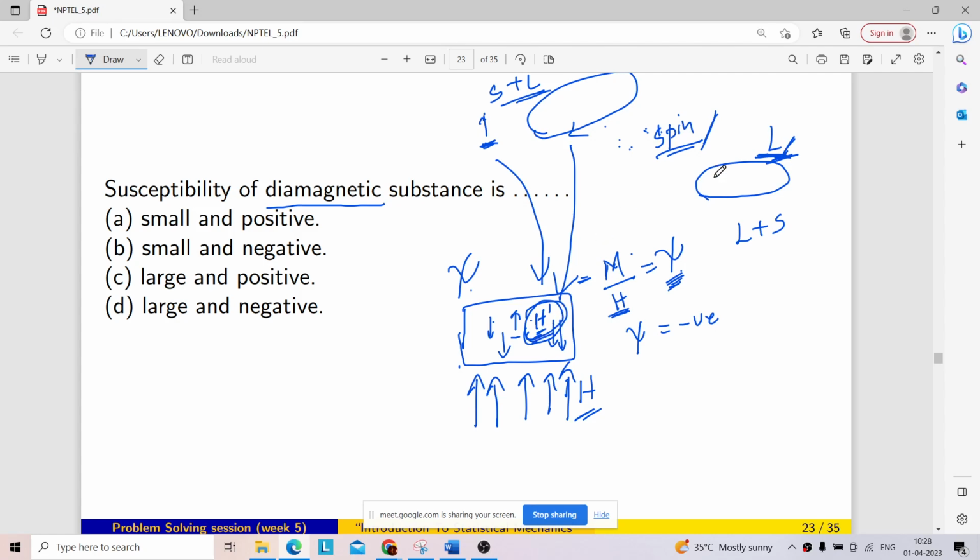So its induced magnetic field will be of small magnitude. So the susceptibility will be small, and it should be negative, as it is diamagnetism. Its induced magnetic field will be opposite to the applied magnetic field. That's why it's negative. And as only the orbital part is contributing to the induction of magnetic field, this susceptibility will be small. So the right answer is this one.